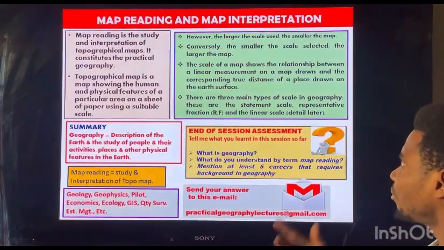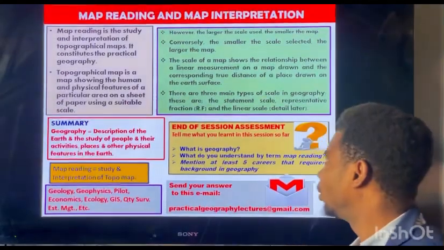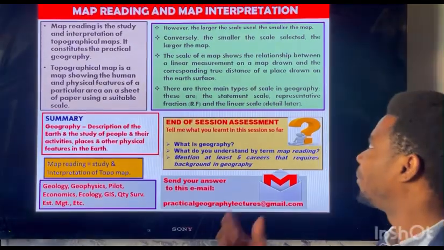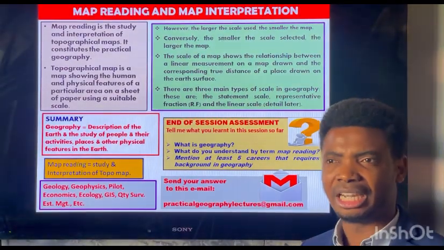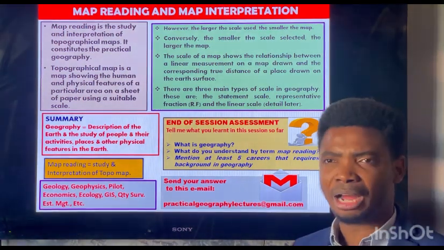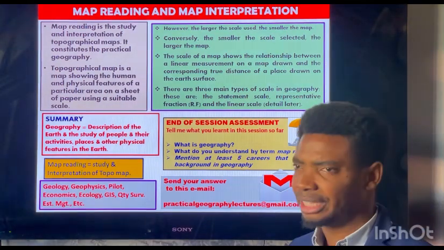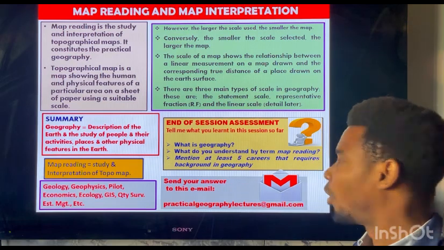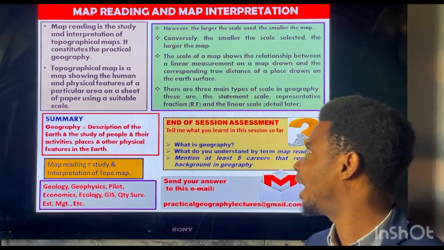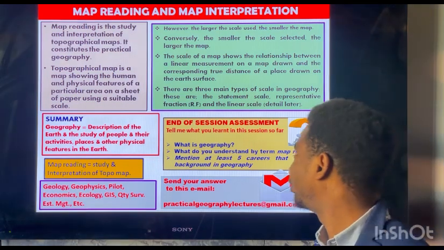Okay, now let's talk about map reading and interpretation. When we say map reading, basically what are we trying to say? Map reading is the study and the interpretation of topographical maps. It constitutes one of the practical aspects of geography. So then, a topographical map is a map showing human and physical features of a particular area on a sheet of paper using an appropriate scale.